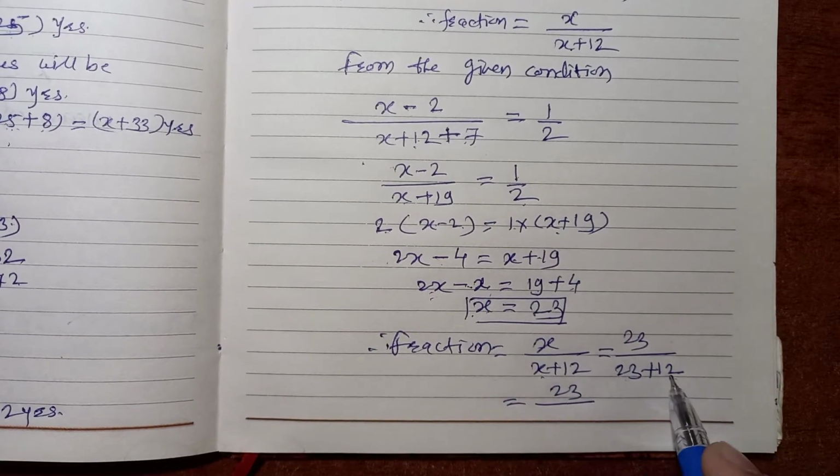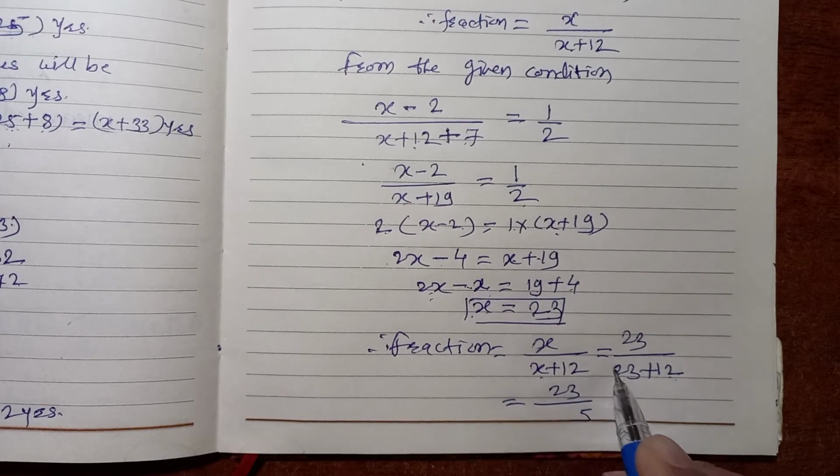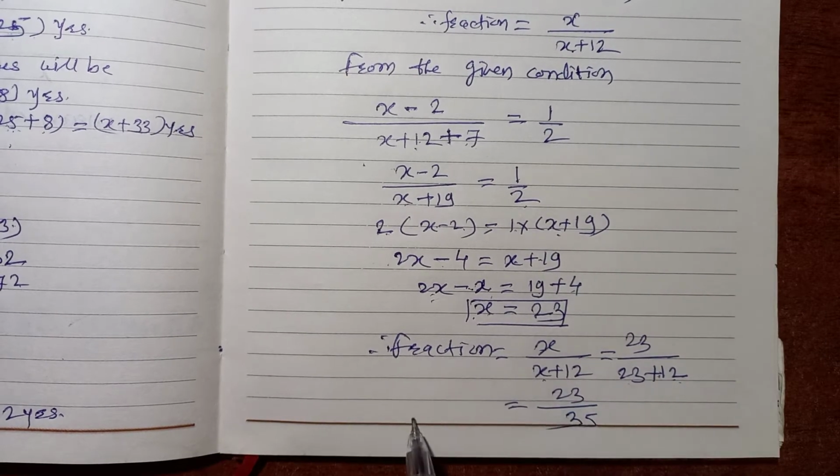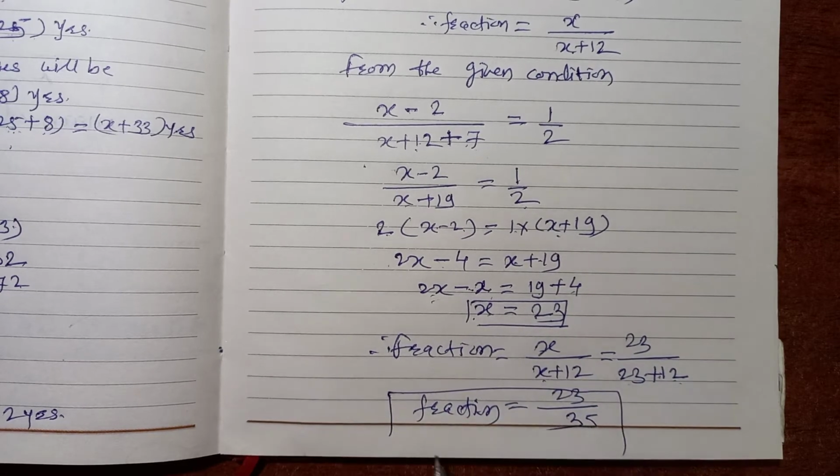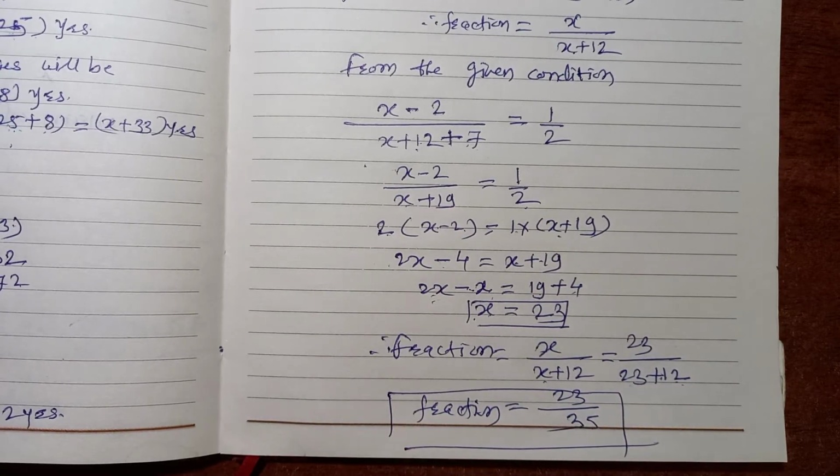So addition of this, 3 plus 2, 5. 2 plus 1, 3. So your fraction is what? 23 upon 35. This is the answer.